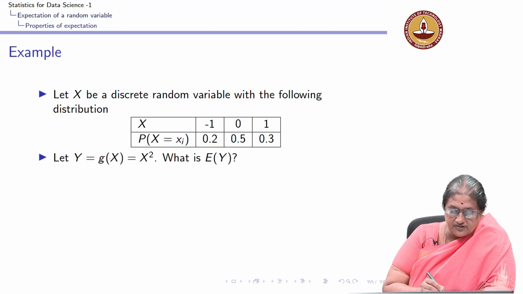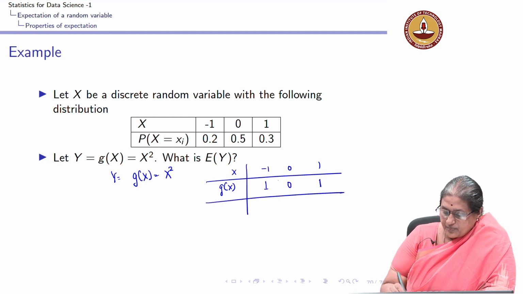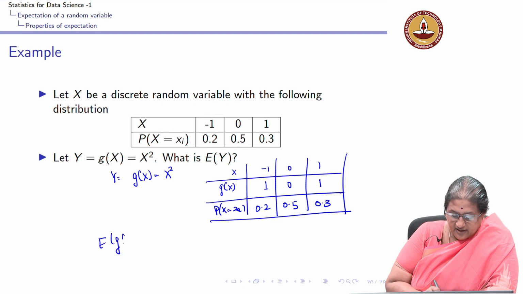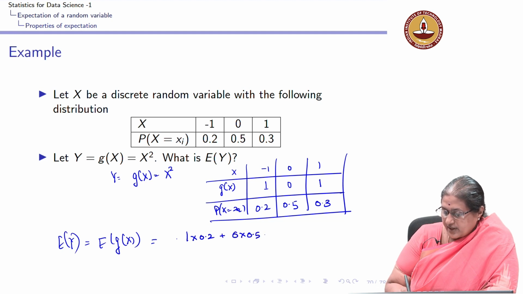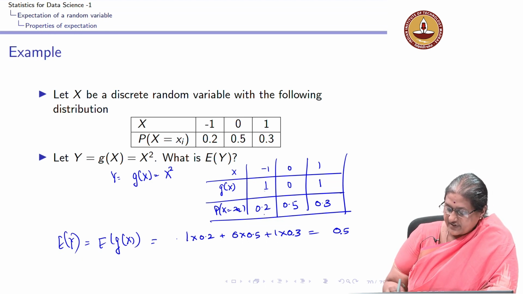Now, let us define g of x. So, let Y be another random variable which is equal to g of x, which is equal to x square. So, again X takes the values -1, 0, 1. g of x takes the value x square, which is going to be 1, 0, 1 with probability 0.2, 0.5 and 0.3. This is the probability X equal to xi, the same probability. So, my expected value of g of x, which is my expectation of Y, is going to be 1 into 0.2 plus 0 into 0.5 plus 1 into 0.3, which is equal to 0.5. So, I have expectation of g of x is 0.5.